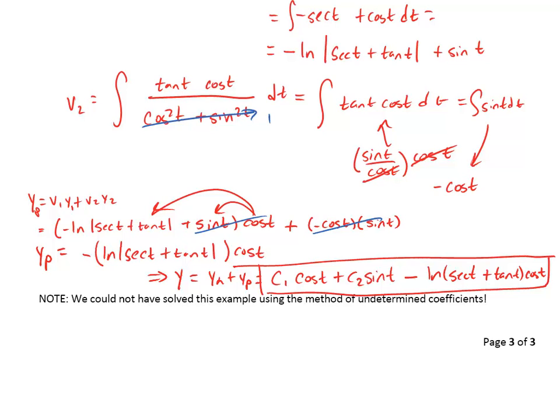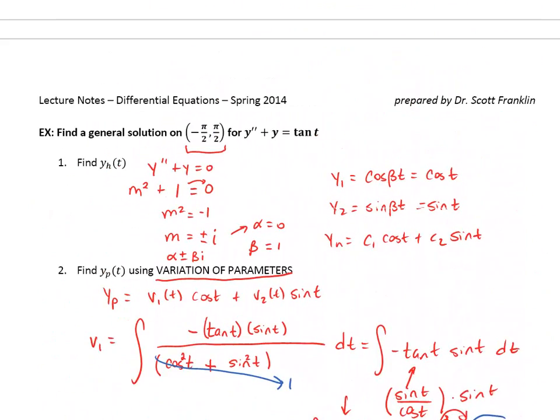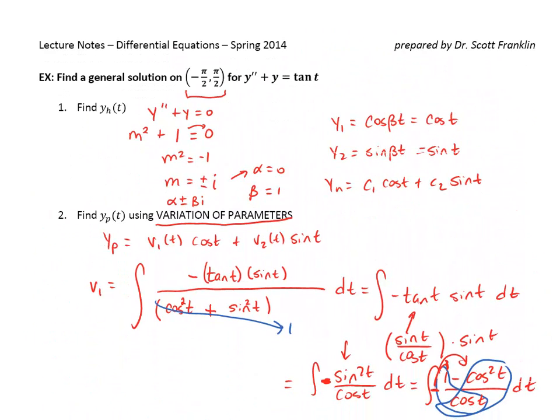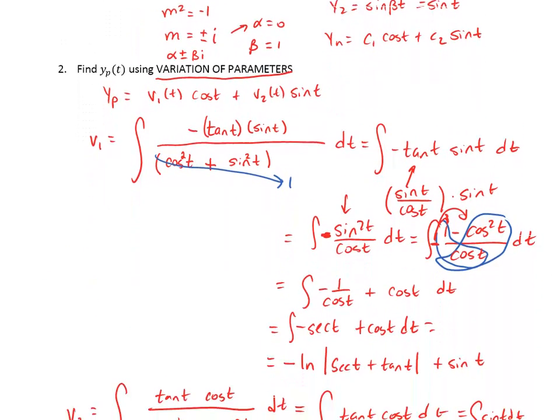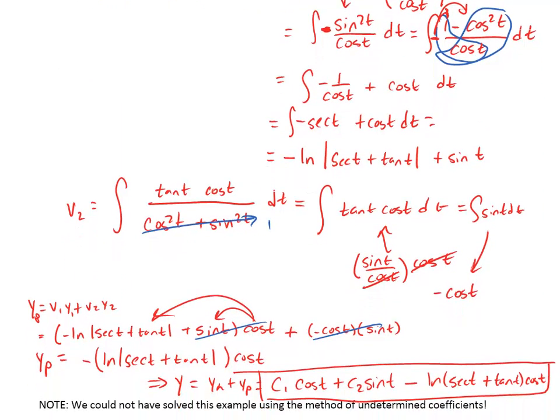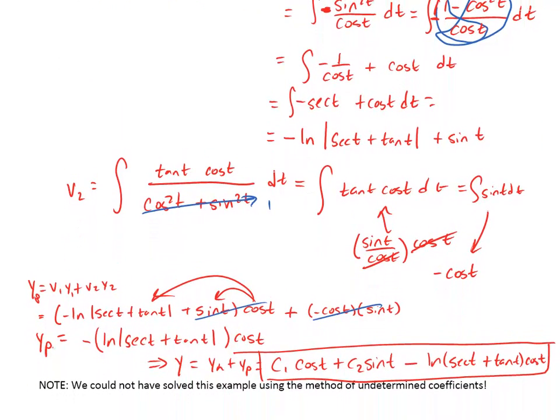Follow the same example. Find your y1, y2 first, like we did up here. On number 1, find your y1 and y2, and then find your v1 and v2, and then rewrite your y sub p as v1 y1 plus v2 y2. Once you have that, you can write down your final solution, which is y sub h plus y sub p. This equation here is your general solution to the non-homogeneous differential equation.